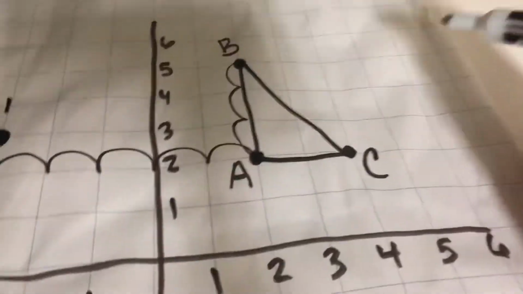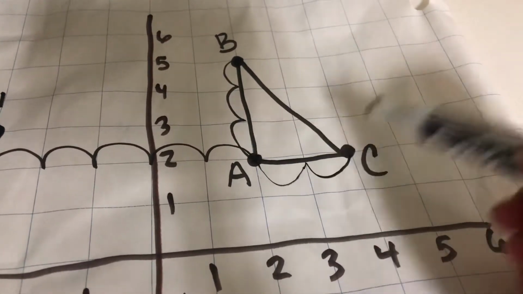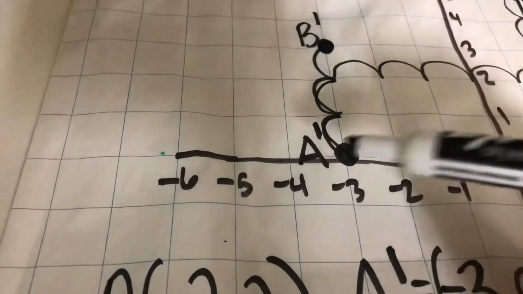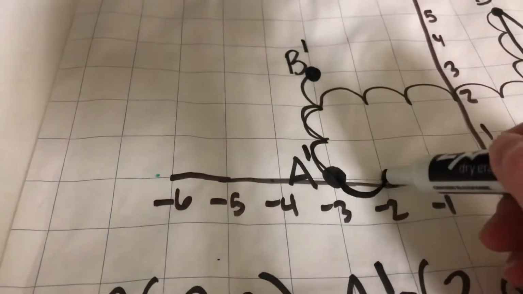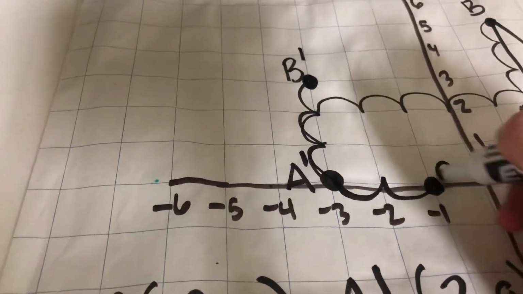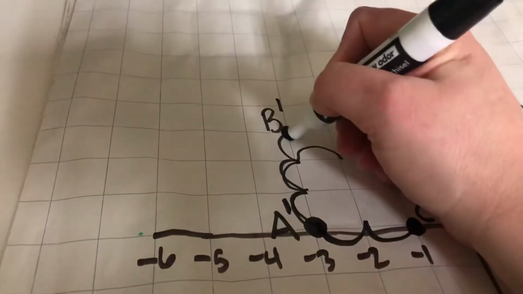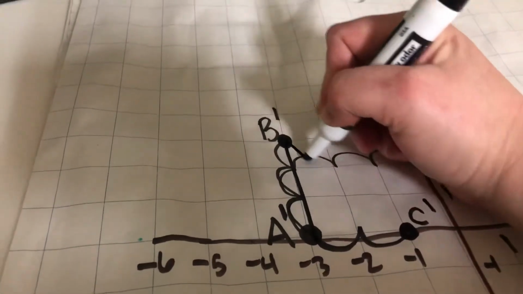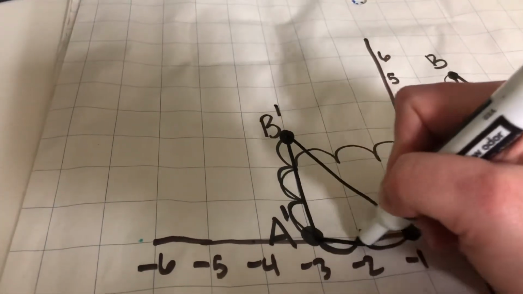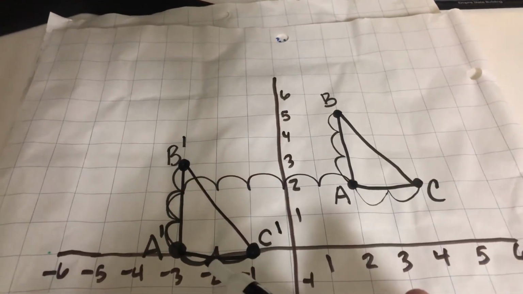Then if we look back at C, C is 1, 2 swoopies to the right from A. So my C1 is going to be 2 swoopies to the right from A1. And I could put it there. And then I can use my ruler and I could connect my dots. And I now have a translated image from here to here.